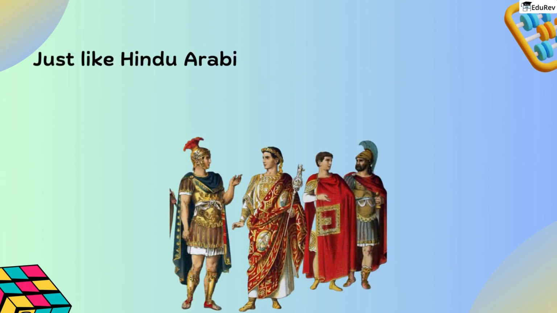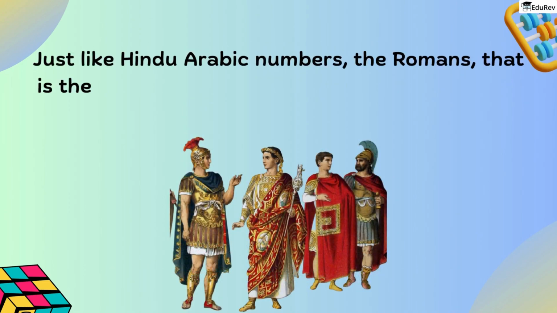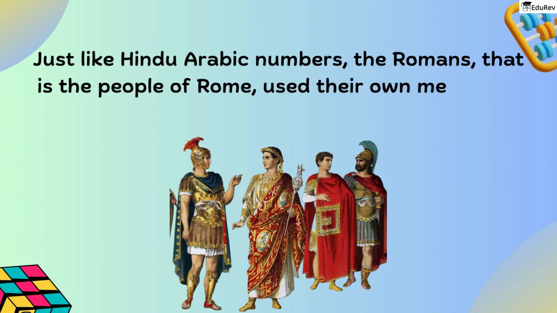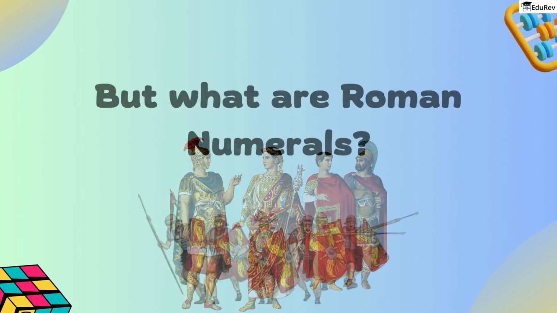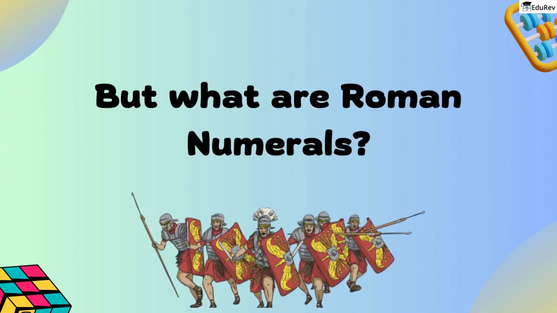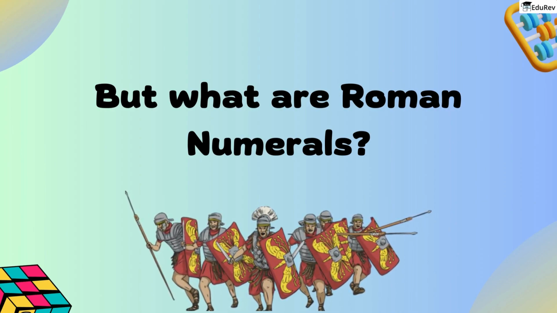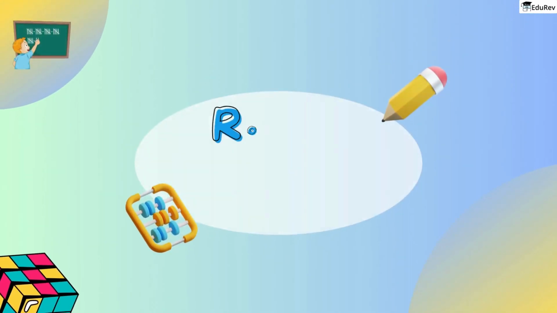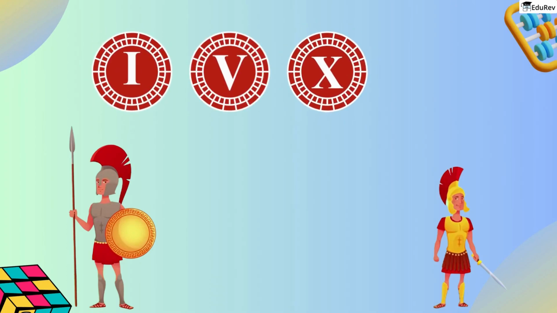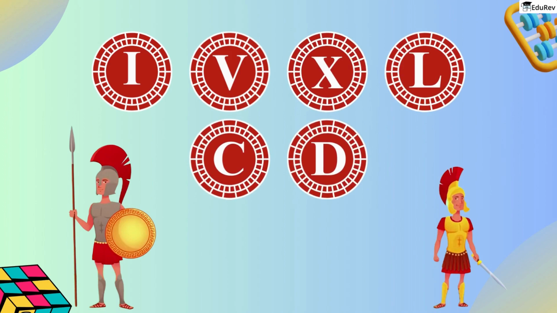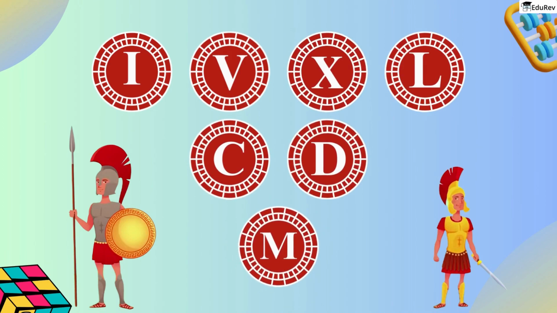Just like Hindu-Arabic numbers, the Romans, that is the people of Rome, used their own method to represent numbers called Roman numerals. But what are Roman numerals? In this video, we will explore a fascinating number system called Roman numerals. The Romans used the letters I, V, X, L, C, D, M to write numbers. The combination of these 7 letters form the Roman numerals.